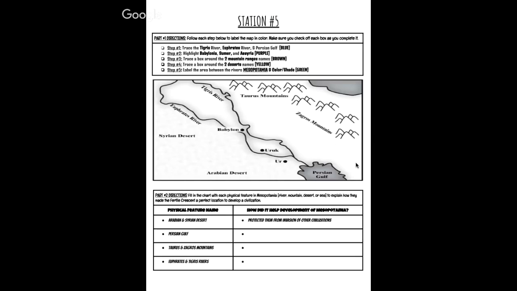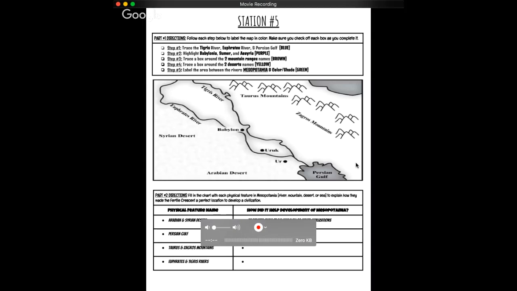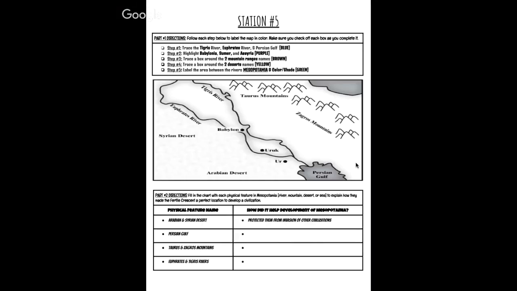And lastly, we found some geographic features of Mesopotamia, made sure to mark them out on the map, and then answer questions about them and how they impacted Mesopotamians. So we talked about how the Persian Gulf provided water, how the Taurus and Zagros mountains provided protection from enemies, and then we went over the Euphrates and Tigris River and how the river provided the people transportation, how it provided them food with fishing, how it provided them drinking water and water for their crops.